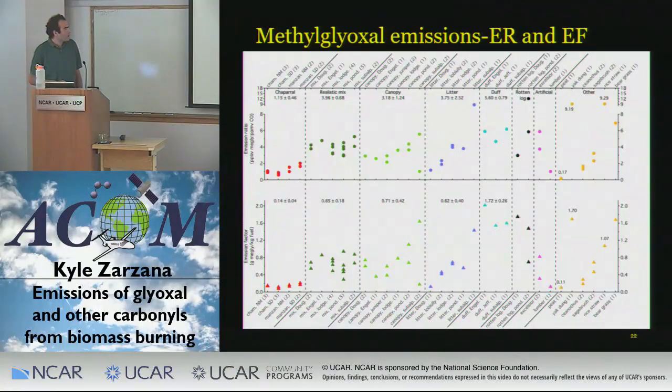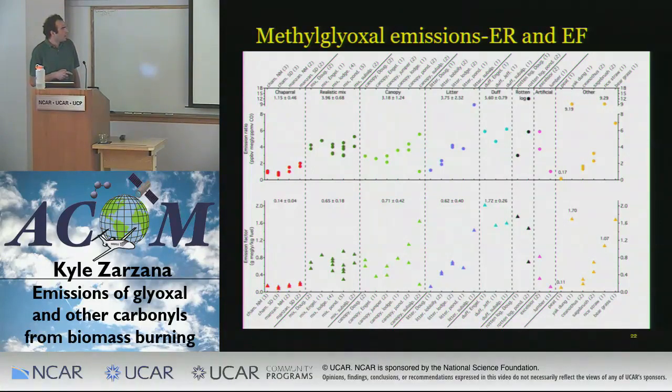So these are the methylglyoxal emission ratios and emission factors that I got from the fire lab. And I've grouped them here not by species, but by the kind of burn that we did. So the chaparrals are here. All the realistic mixes are together, canopies, litter, duff, etc. Don't want to spend a whole lot of time, because like I said, there's a lot of uncertainty in this.